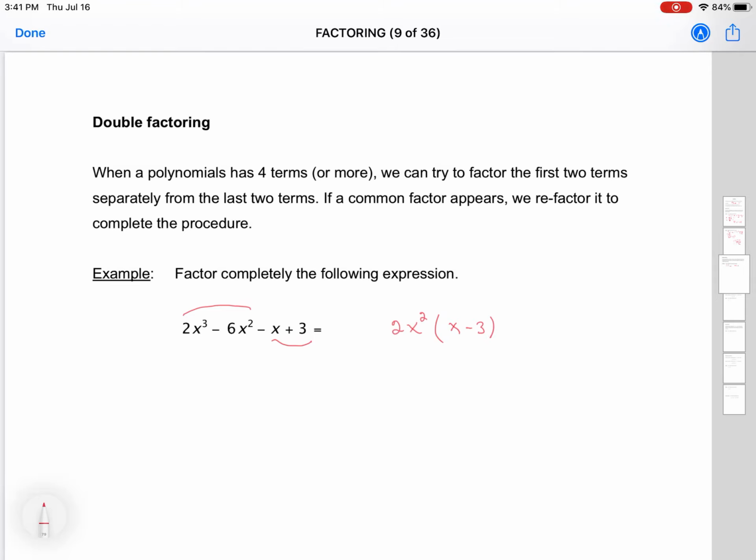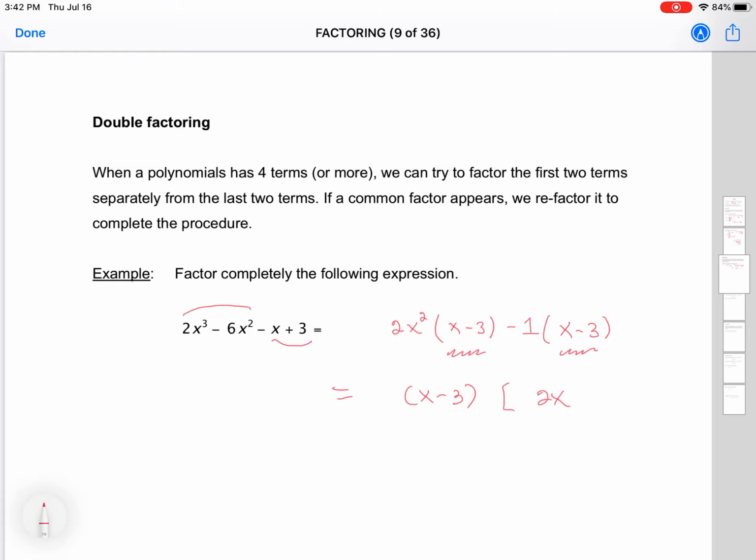Good. What can I factor out? Minus x plus 3. Not much really, perhaps only minus 1. And if I factor out minus 1 from minus x plus 3, guess what? I will get x minus 3. Same term. I can refactor out. This is why it's called double factoring.